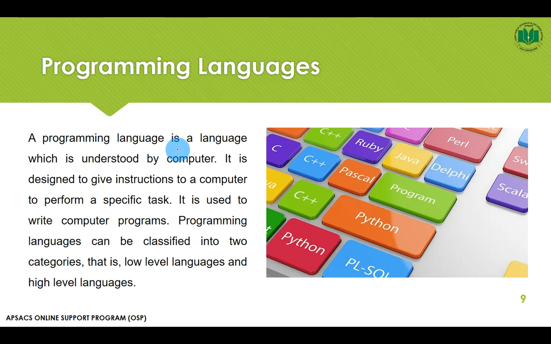What is a programming language? We have simply said that a language in which a computer program is written is called a programming language. Now we will discuss it formally. A programming language is any language which is understood by the computer. A computer is an electronic machine. It only understands the electronic language.